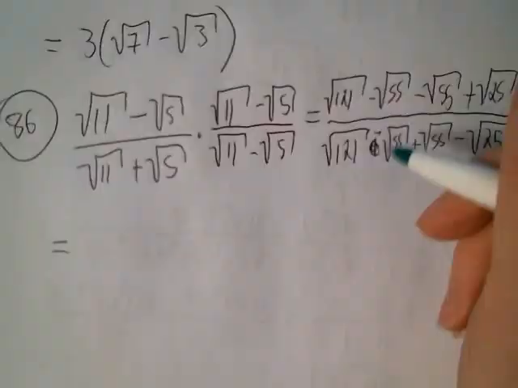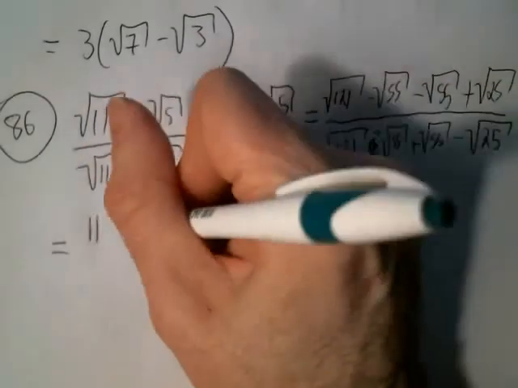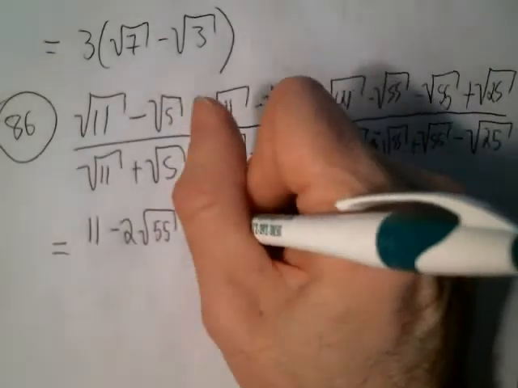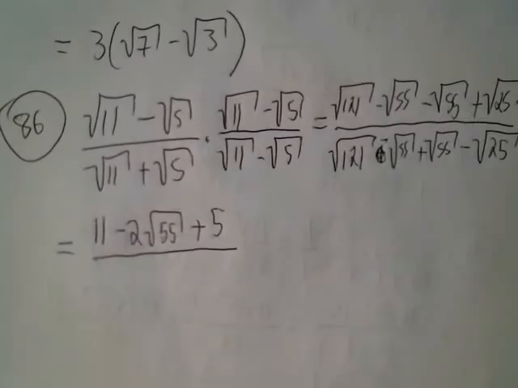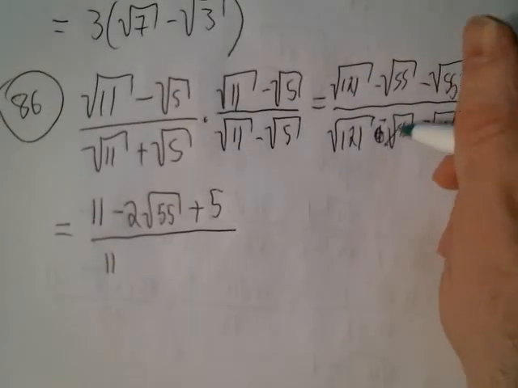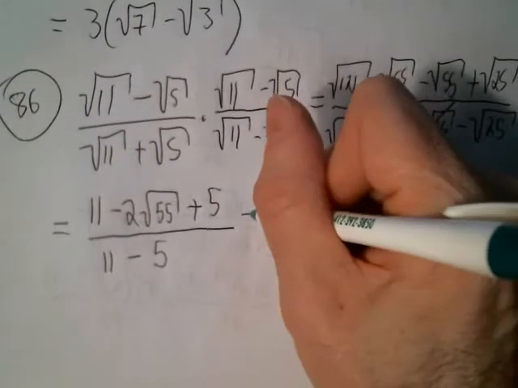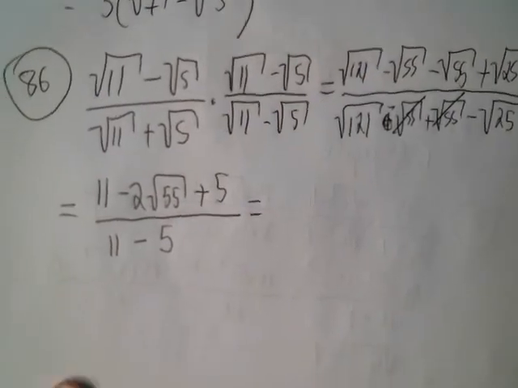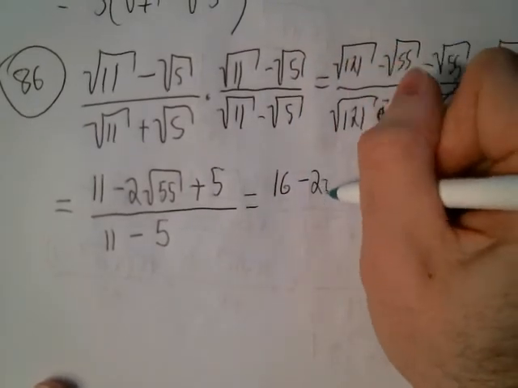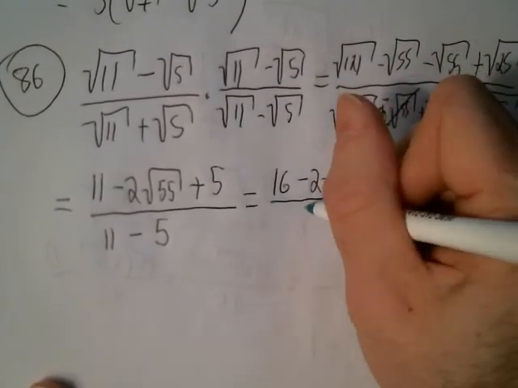We want to start simplifying. So square root of 121 is 11. And then we have minus 2 square root 55. And then plus radical 25, which is the same as 5, all over square root of 121, which is 11. And then these are additive opposites, so they go away. And then minus radical 25, which is 5. 11 plus 5 is 16, and then minus 2 radical 55. And then that's all over 6.